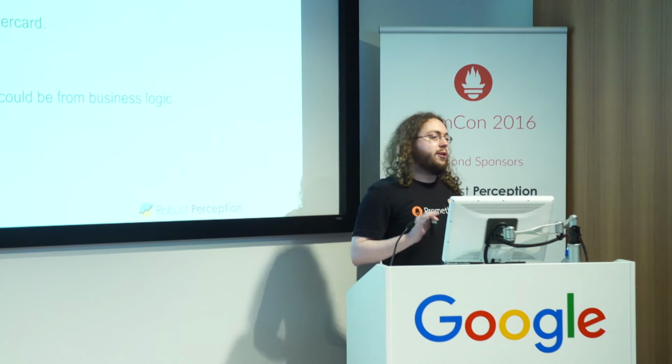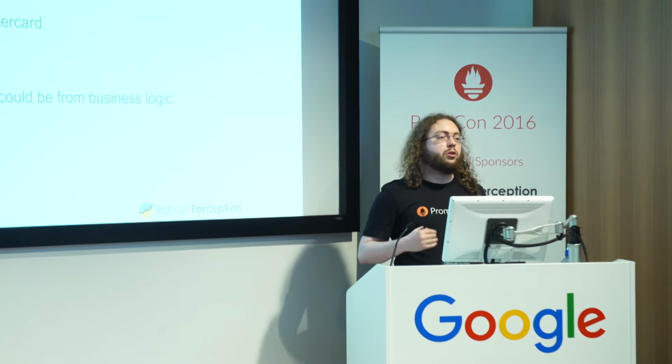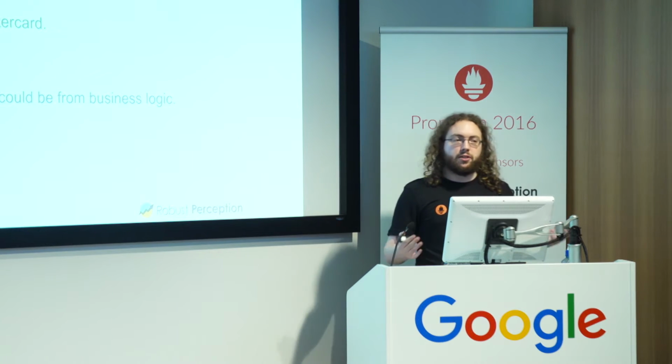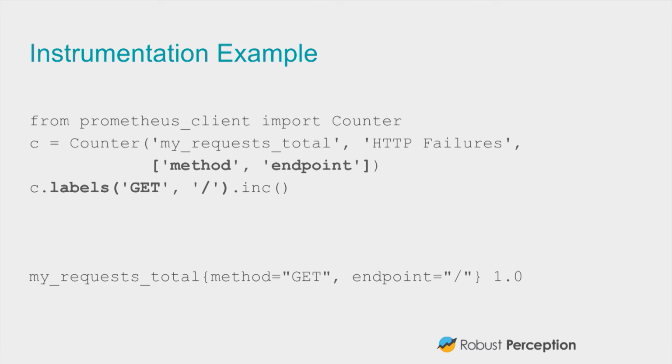Give me a chance. Because if we're going to talk about labels, we have to start off with instrumentation labels. And these are the labels you put in your code, because direct instrumentation is best instrumentation. Because you want to distinguish get versus post if you're taking it at a technical level, or maybe Visa versus MasterCard if you're checking which payment method doesn't work. These could be from business logic, like Visa versus MasterCard, very business logic. They could be from a random library, like some authentication middleware is saying, hey, is this a get or a post I'm authenticating? And you add them in your code.